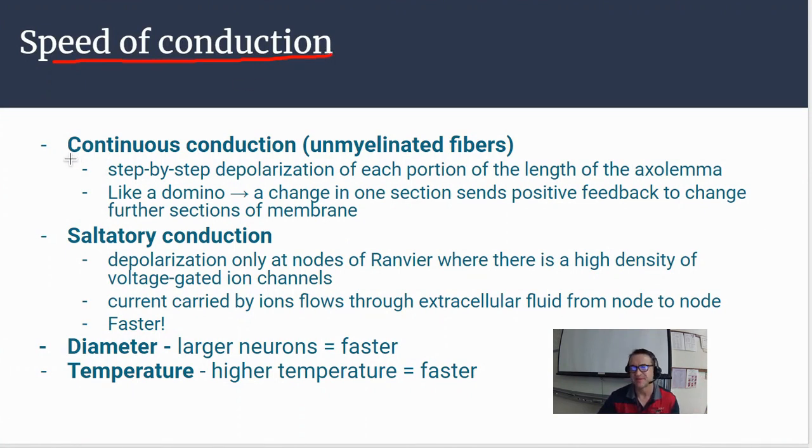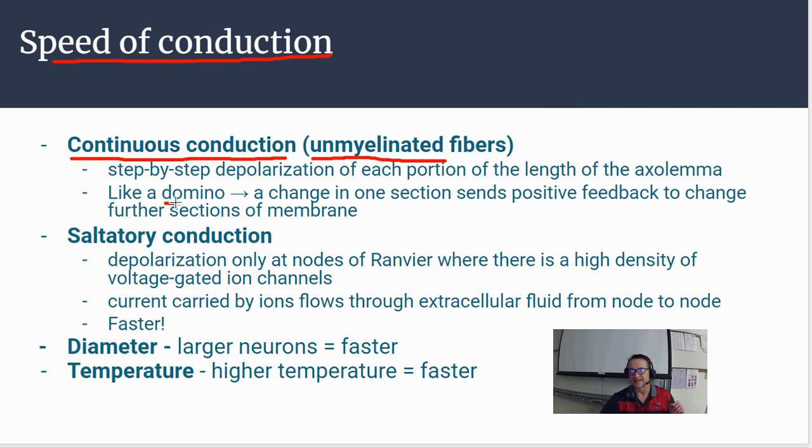And one type of conduction down the axon is called continuous conduction. And these are axons that are unmyelinated. So remember, myelin is the fatty covering around the axon. Remember, it's produced by oligodendrocytes in the CNS and Schwann cells in the PNS. So in continuous conduction, when there's no myelin on the axon, it's a step-by-step depolarization.